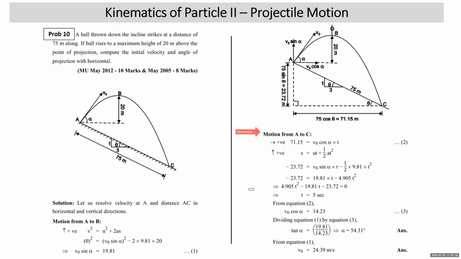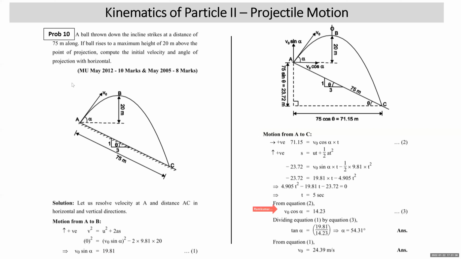V naught sin alpha is already known to you, 19.81. We substitute the value of V naught sin alpha. It becomes a quadratic equation for T. Solve this, you get the value of T as 5 seconds. Then substitute the value of T in equation number 2. You get the value of V naught cos alpha.